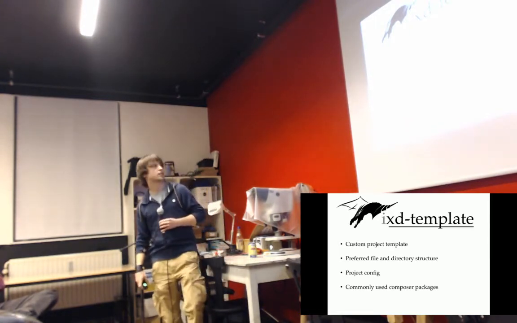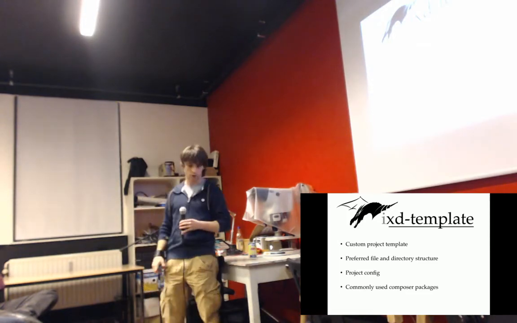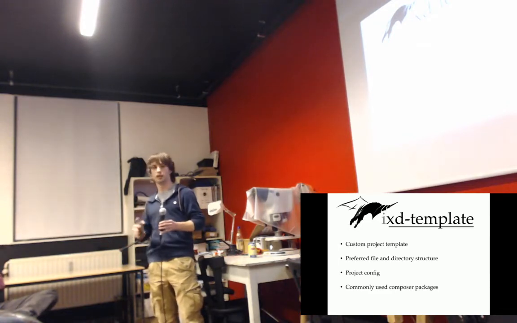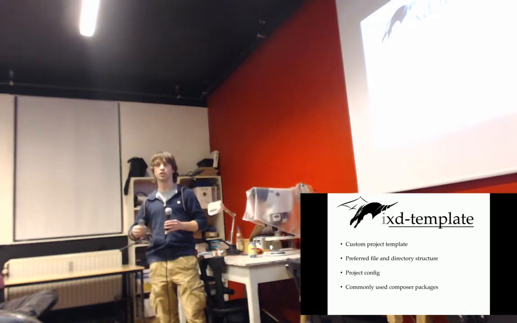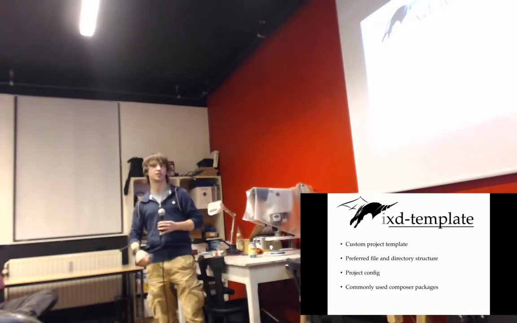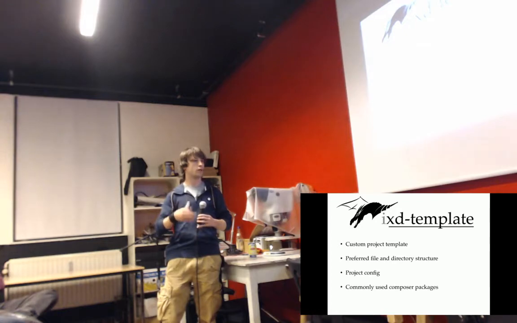This template contains a lot of different things. It contains a file and directory structure for the way I would like it. So I started out with a clean Laravel project setup, as Taylor Otwell provided it for us, and added some directories in there that made more sense to me for how I wanted to structure my code. For instance, I added a model directory, I added a repository directory. Things that were common for me were all in there right off the bat.